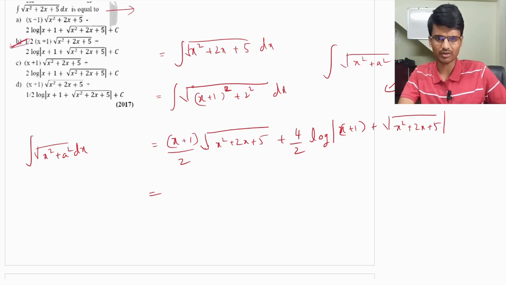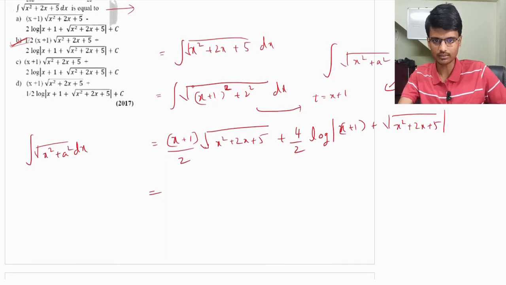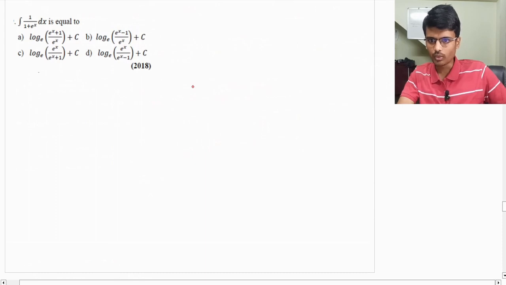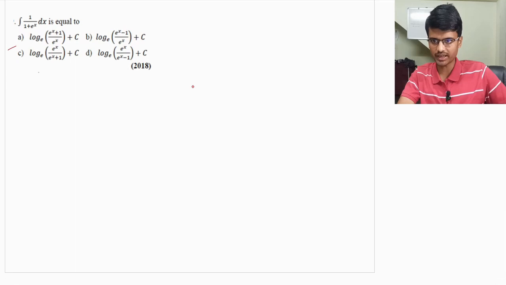What we have done here is actually a substitution, taking t equal to x plus 1 and solving, so that makes it slightly easier. Moving on. This is a slightly difficult question. One approach is to differentiate each of the options and check, but it is going to take a lot of time because in the worst case we have to differentiate all four. So let's try to solve this in the conventional method.